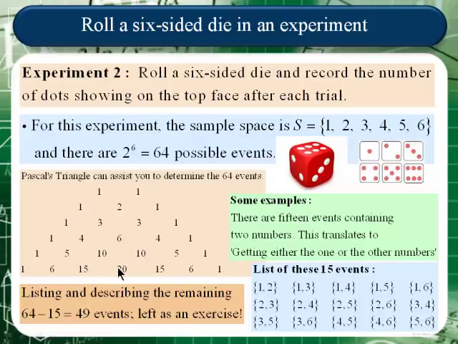That 20 will simply mean there will be 20 events where you can get any of 3 possible numbers. So you can get either a 1, 2, or a 3, a 1, 2, or a 4, and so on. If you go through that procedure, you will get 20. The listing and the describing of the remaining 49 events are left as an exercise.